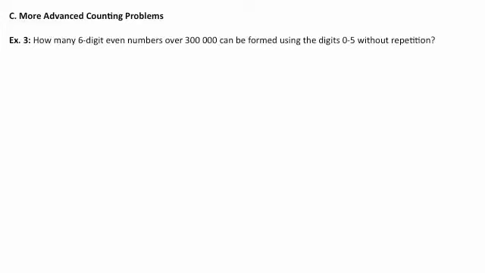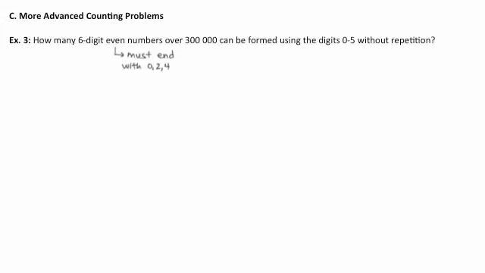As we get into more advanced counting problems, we're going to have more and more restrictions. So here's a big one. How many 6-digit even numbers over 300,000 can be formed using the digits 0 to 5 without repetition? So there's lots of restrictions in here. Let's take a look at what they are.